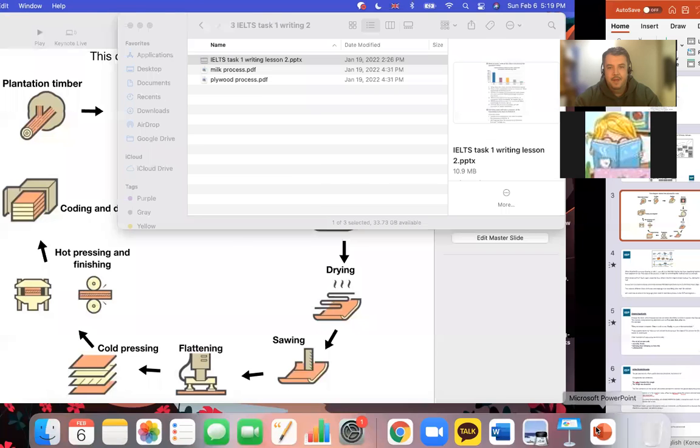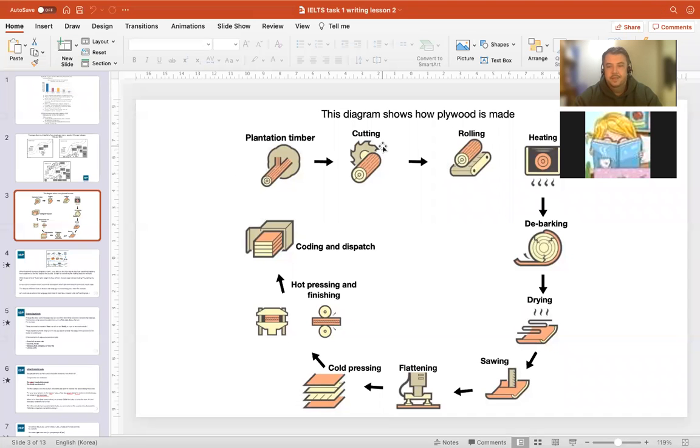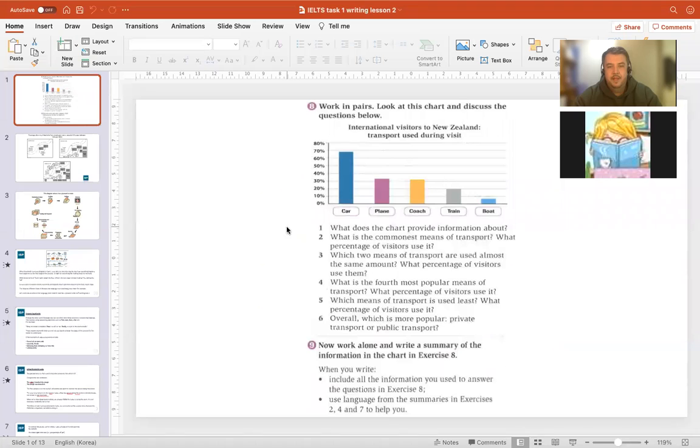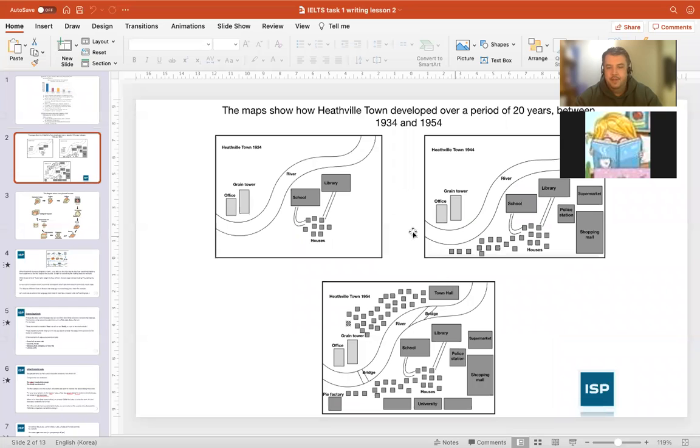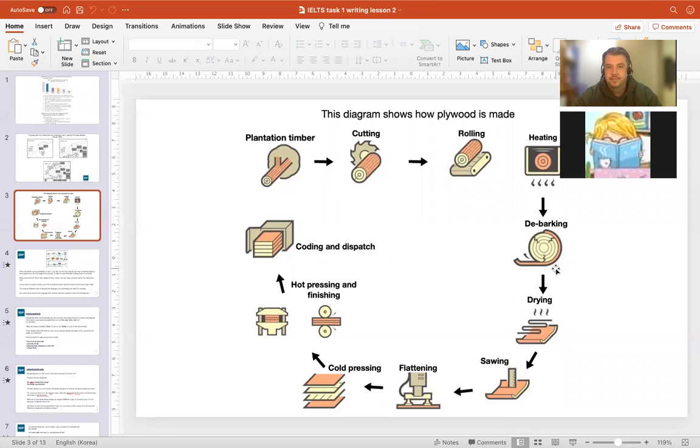Can you see my screen? No, not yet. Okay, how about now? Yes, I can.